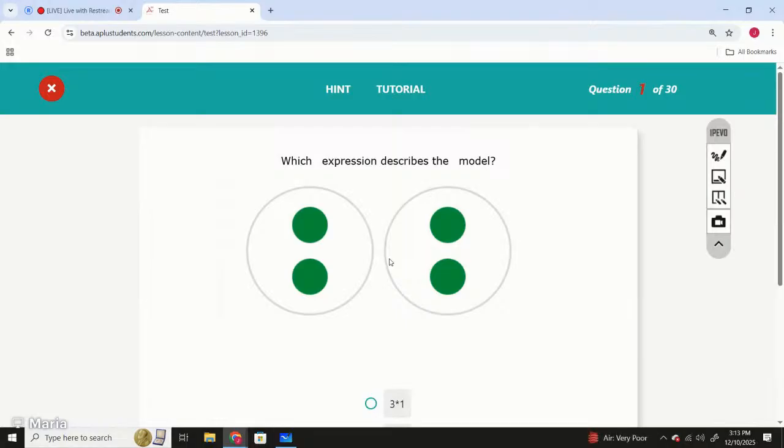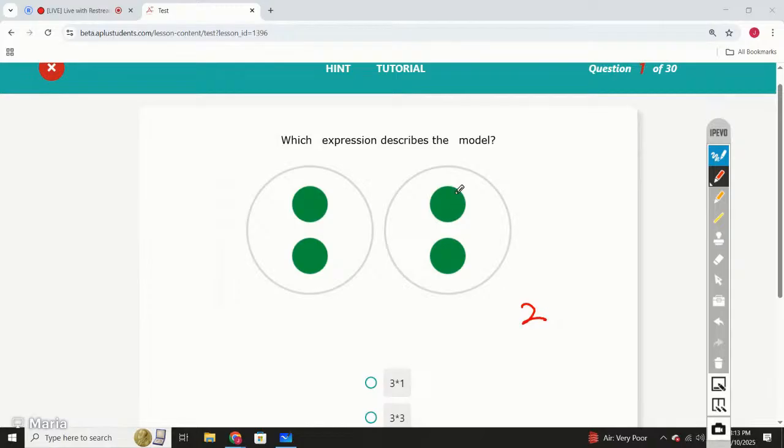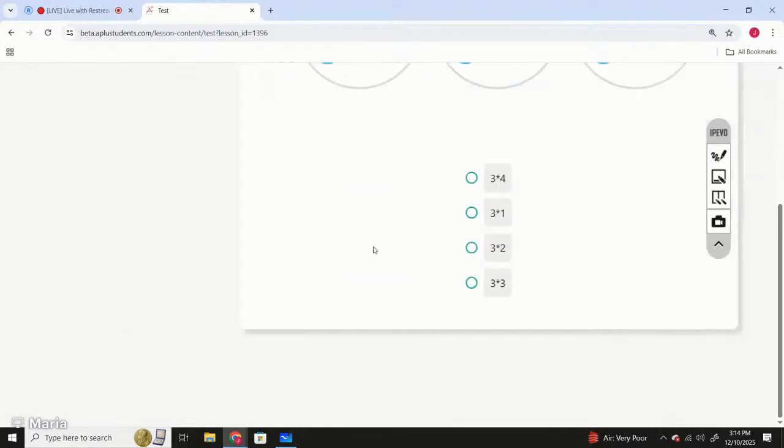Which expression describes the model? So two groups we have and you can see each group has two dots. So that is 2 times 2. The correct option is 2 times 2. Option number 3 is the correct option.